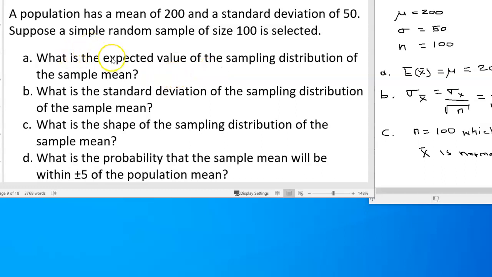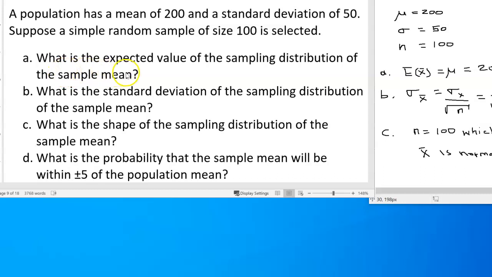In this video, we want to solve a problem that's related to the sampling distribution of the sample mean. We have a population mean of 200, a population standard deviation of 50, and a simple random sample of size 100. So first of all, we want to write down what we're given in the problem, and we do that over here. So mu is 200, that's the population mean. Sigma is the population standard deviation, and little n is the sample size.